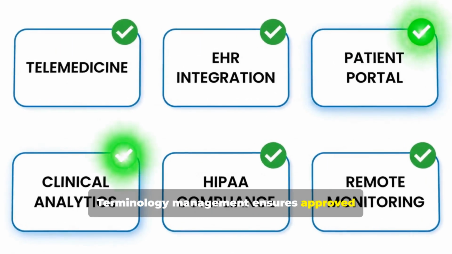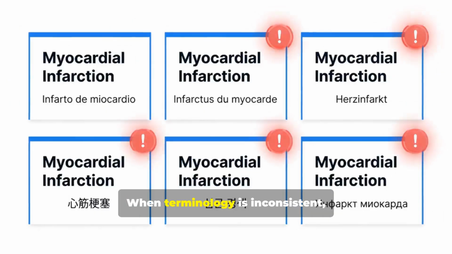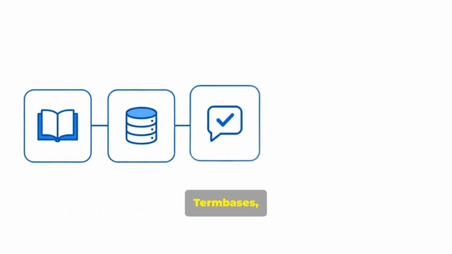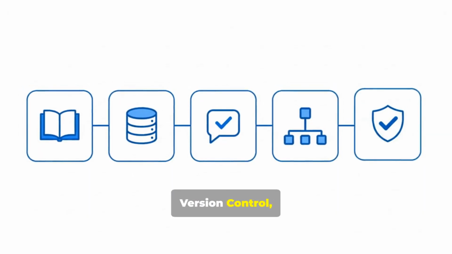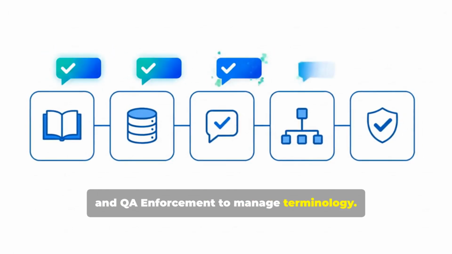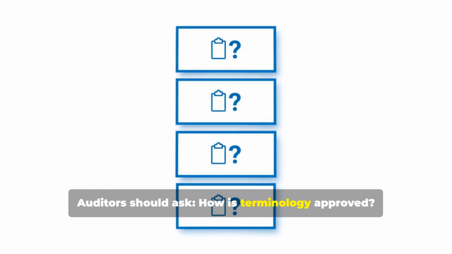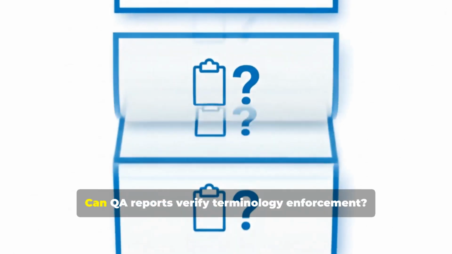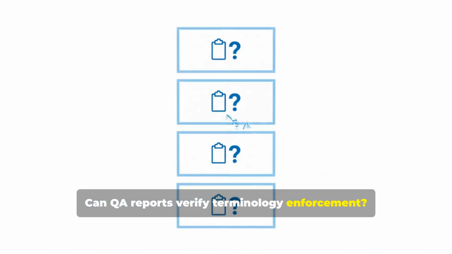Terminology management ensures approved words are used consistently. When terminology is inconsistent, confusion results. Organizations use glossaries, term bases, controlled language, version control, and QA enforcement to manage terminology. Auditors should ask, how is terminology approved? How is it distributed? How are updates controlled? Can QA reports verify terminology enforcement?